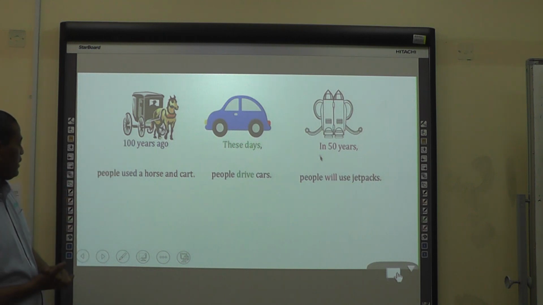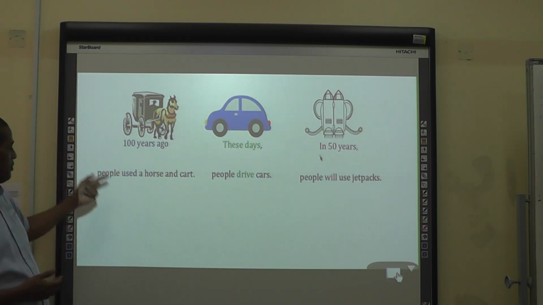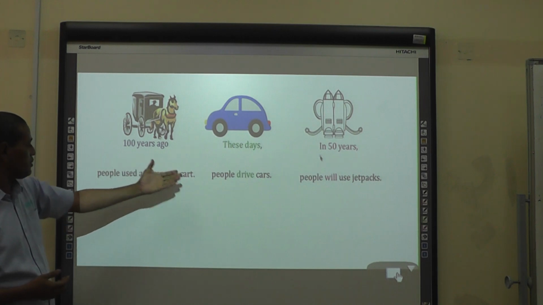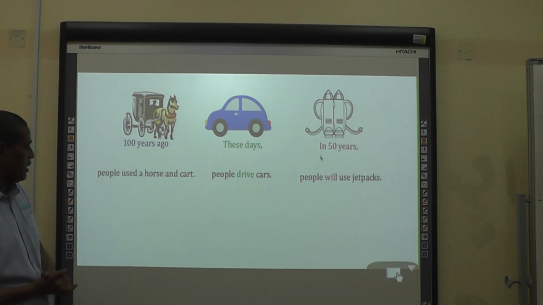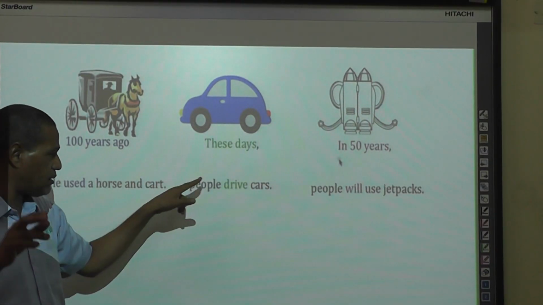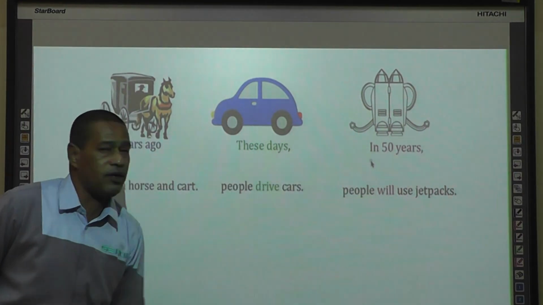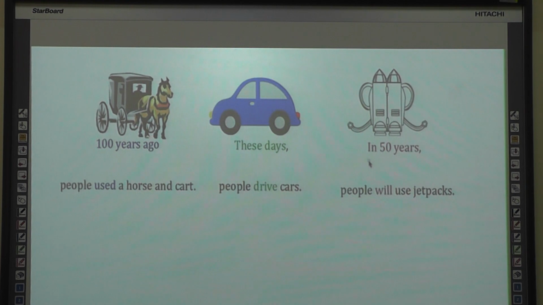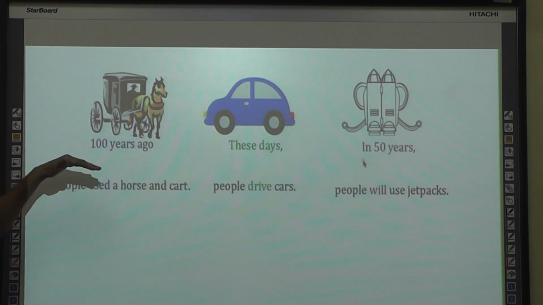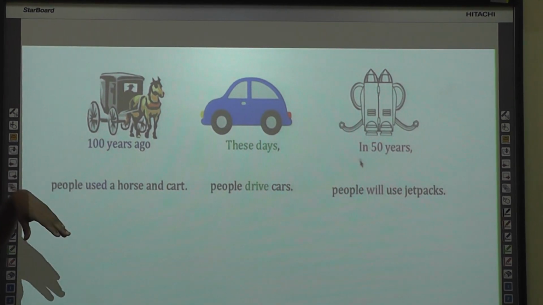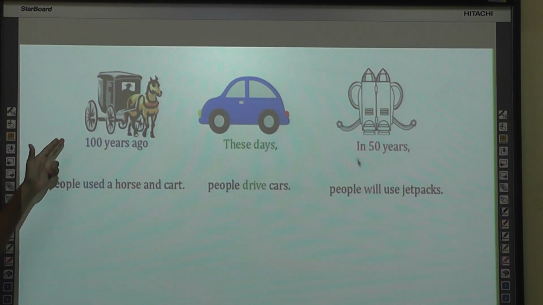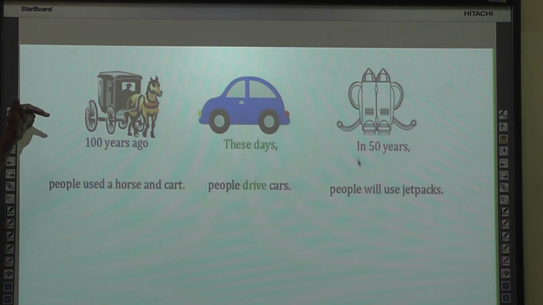They should be like this. 100 years ago, the people used a horse and cart. These days, people drive cars. In 50 years, people will use jet packs. So this shows you what we said before. According to the time phrase, we choose or we use the correct tense.